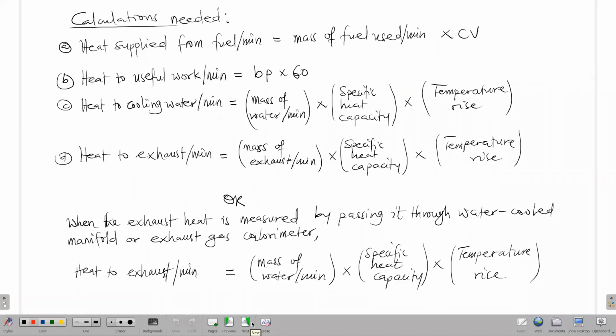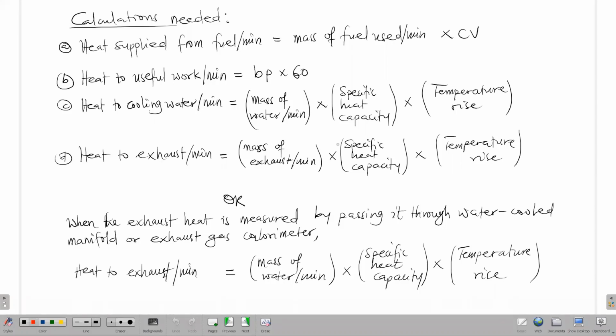Now, for us to be able to do the calculations, we should be able to understand these conversions. The heat supply from the fuel per minute is equal to the mass of the fuel used per minute times the calorific value.